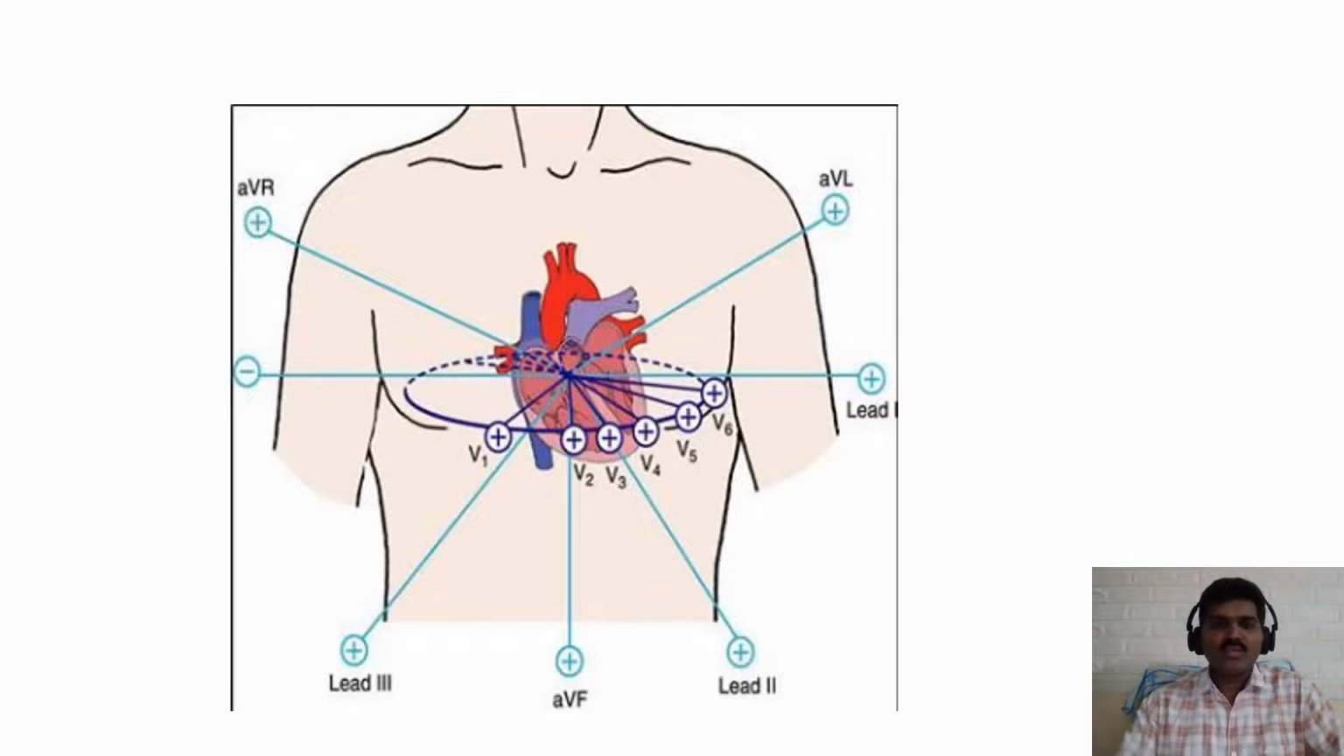V5 is placed in the anterior axillary line, the fifth intercostal space, and V6 is placed in the mid-axillary line, in the fifth intercostal space. And then you have 4 limb leads, AVR, which is connected on the right arm, AVL, which is connected on the left arm, and AVF, which is connected to the left foot.